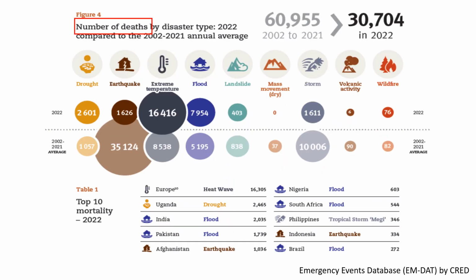The three indicators of impact of disasters considered were death, number affected, and economic losses. By average number of deaths for the period 2002 to 2021, the highest was caused by earthquakes, followed by storm, then extreme temperature. In 2022, extreme temperature now caused a higher number of deaths, followed by flood, then drought. It can also be seen from the figure that the Philippines ranked 8th in terms of mortality from disasters, which was attributed chiefly to the tropical storm Megi.